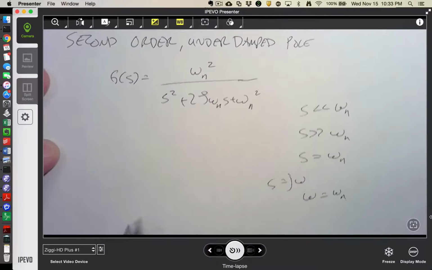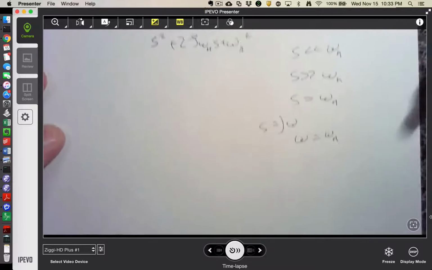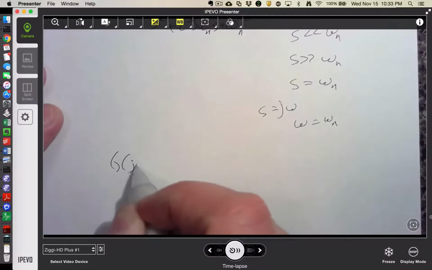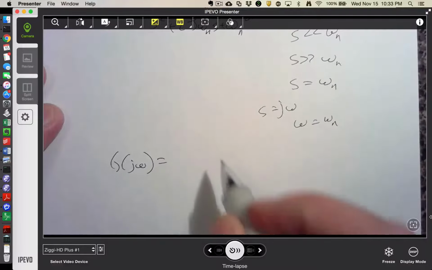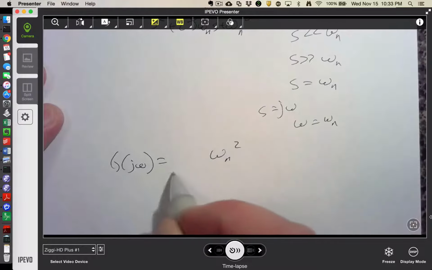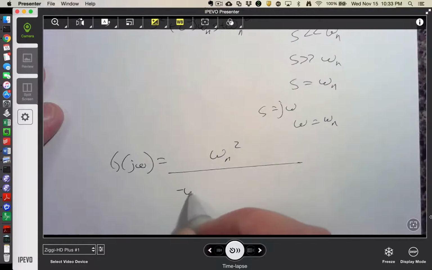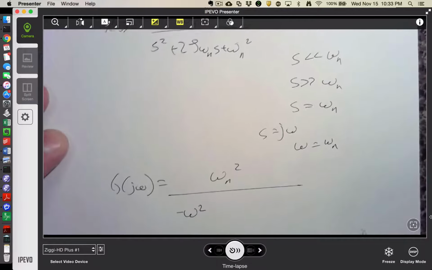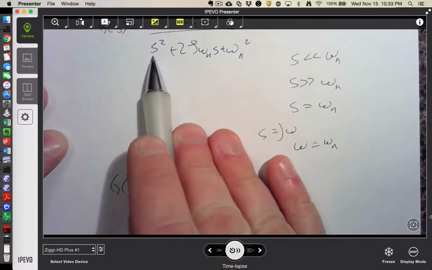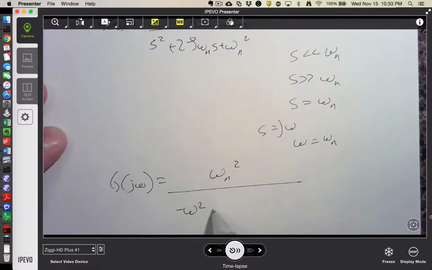So we're going to take this transfer function and write it as G of j omega, so s is equal to j omega. We still have an omega n squared there. We'd end up with a negative omega squared in this term, because j omega squared is a negative omega squared, plus 2 zeta omega n times j omega, and then plus omega n squared.